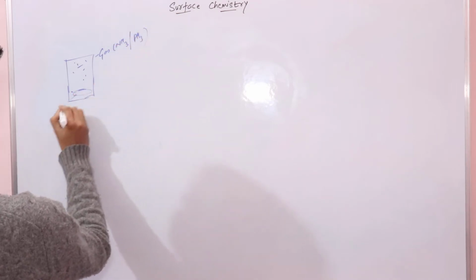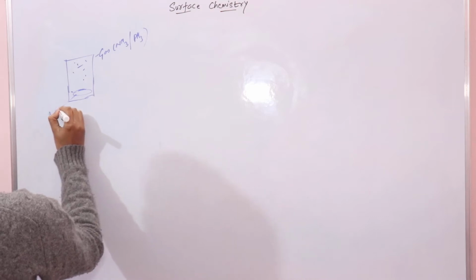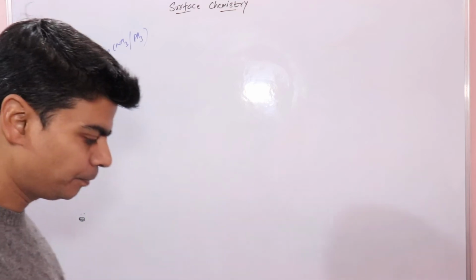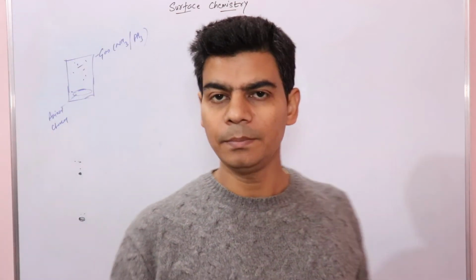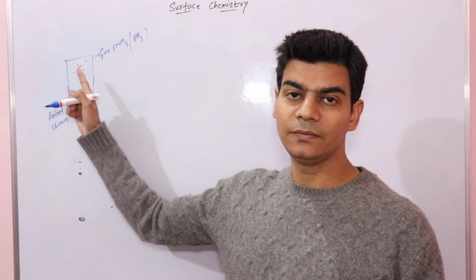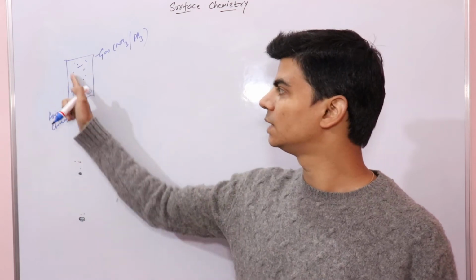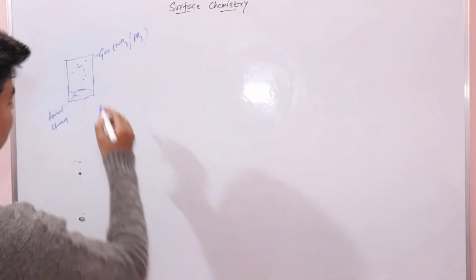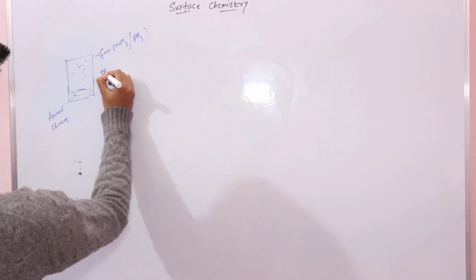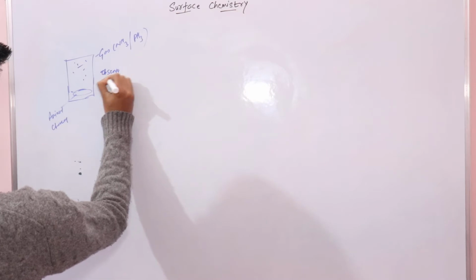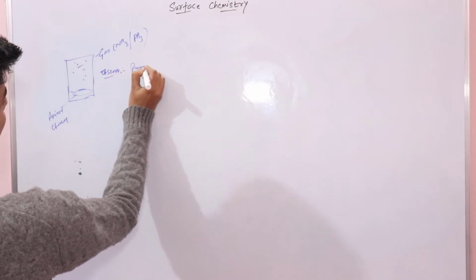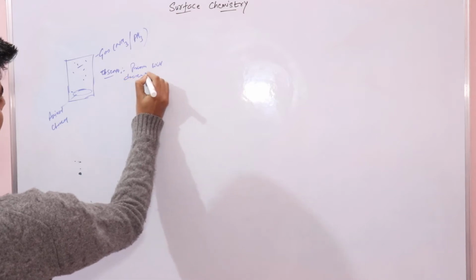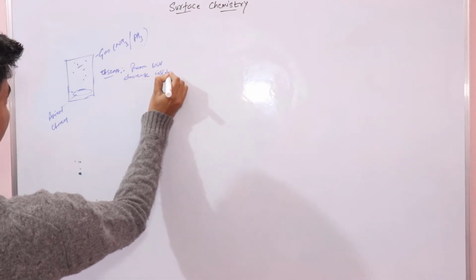And if you place animal charcoal inside this container, you will notice that after some time the pressure of the gas inside the vessel will go down. That is, the pressure of the gas will decrease, right? So here the observation is the pressure will decrease inside.